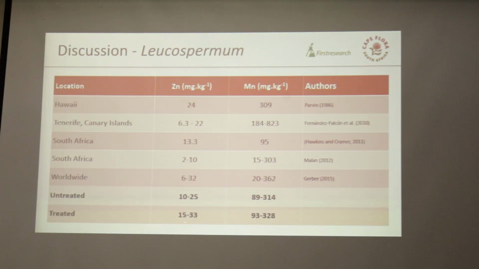What's been published previously, the treated is slightly higher. So here comes the problem. Where do you want to be? What should your norm be? Do you want to be at 10 or do you want to be at 30? And that is what we don't know.